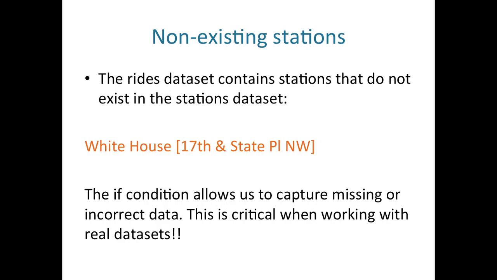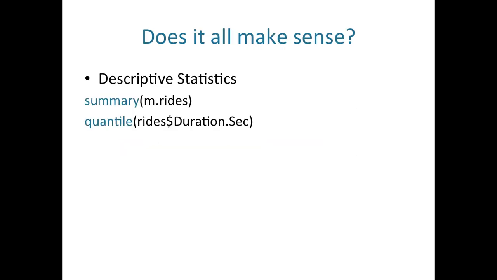So if you run the code without that if condition, it will basically stop working. The code won't run till the end because it will find a station that is not in the dataset. It won't know what latitude and longitude to associate, and it will stop the execution. Okay. So this is just to say that it's very important that you have a lot of ifs in your code to check for these anomalous conditions.